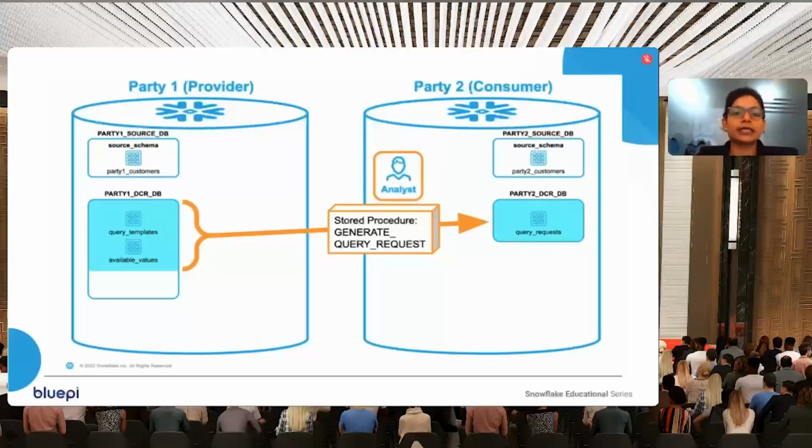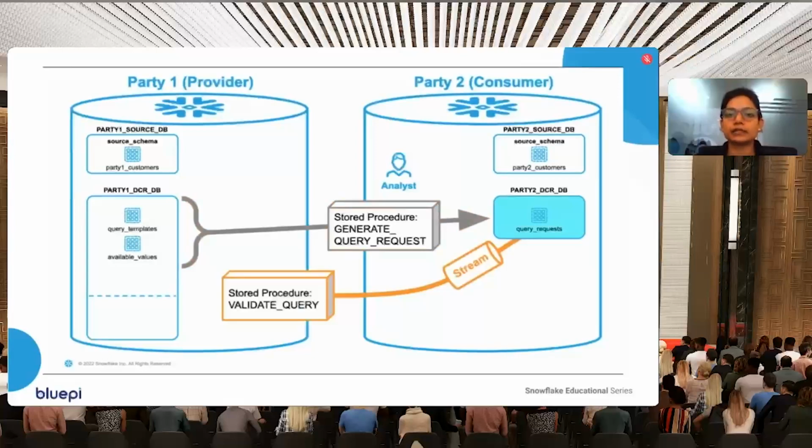So, an analyst from party 2 will call the stored procedure generate query request, which was created in the consumer account. This stored procedure will insert a record in the query request table, which will contain the details about which query template to use, which available values to replace with the substitution parameter, where to write the output, and some more details.